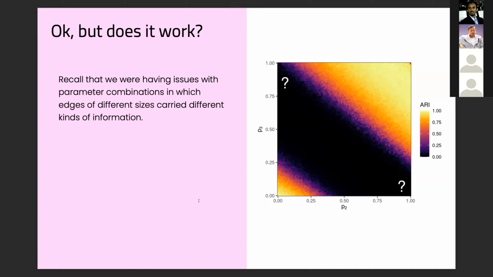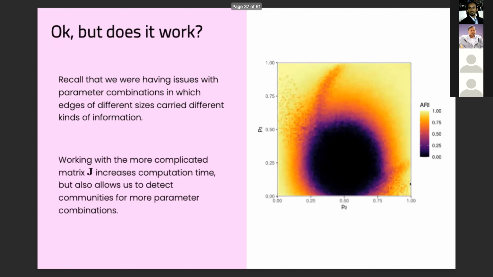Okay, so this is our new algorithm. We're using eigenvector calculations on this smaller matrix J prime. We were having issues with our naive eigenvector based method in these diagonal corners of our stochastic block model parameters. When we work with this more complicated matrix J, or its smaller friend J prime, we do increase the computation time over the naive algorithm from before, but it allows us to detect communities for more parameter combinations. You can see that we've really filled in these corners quite well. The only places where we still have a very hard time detecting communities is in this round region in the center.